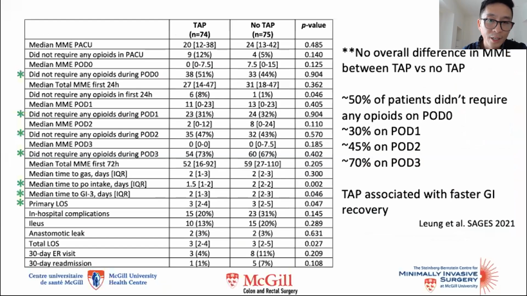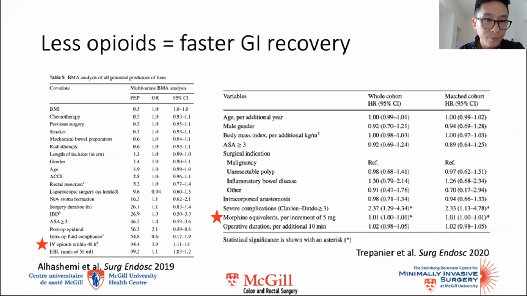And when we look at our data, pretty much patients who got TAP blocks, about half of them didn't require any opioids on post-op day 0, which is actually very eye-opening. Because we used to give opioids for everyone all the time. And about 30% on day 1, 45% on day 2, and almost more than 2/3 by day 3 didn't require any opioids, and all we were able to give for pain control was Tylenol and Advil, which obviously can be taken at home.